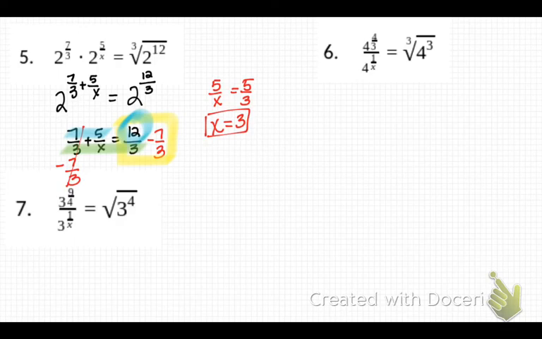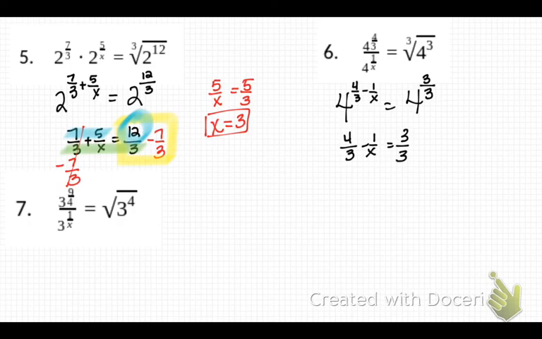Okay, number 6. What do I do to those exponents? If I'm dividing, what do I do to the exponents? Subtract. 4 to the what power? 3. 3 over what? 3 over 3. Okay, good. Since the base is the same, I have 4/3 minus 1 over x equals 3 over 3.